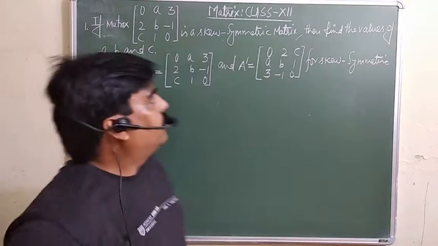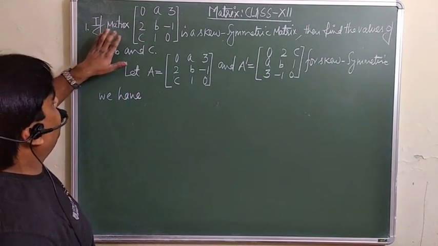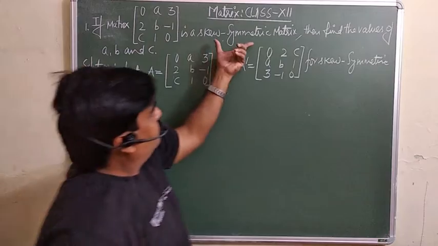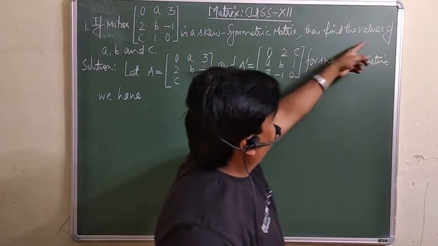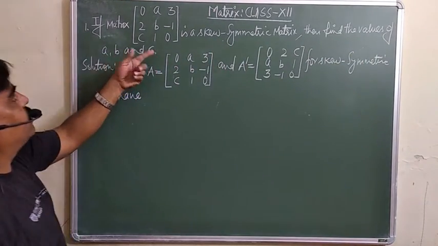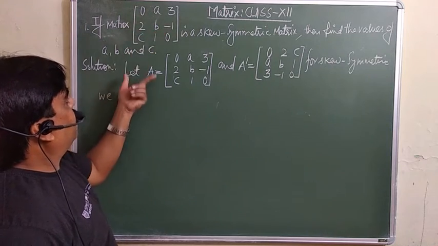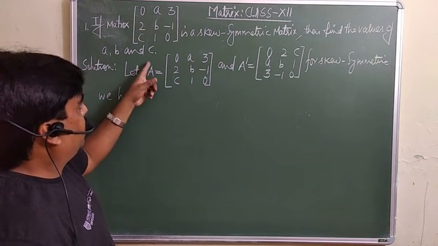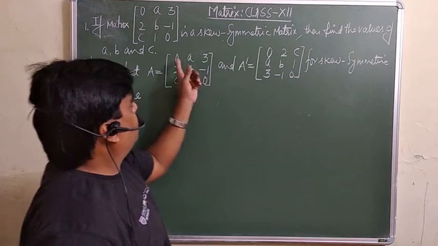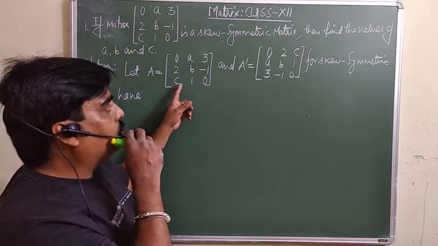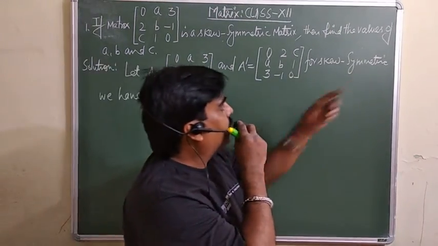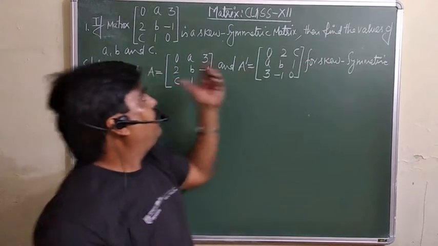Hello everybody. Now the question is, if a matrix is a skew symmetric matrix, then find the value of A, B and C. So you can assume that A is equal to this one. If you take the transpose of this one, rows will change into columns and columns into rows, and it is a skew symmetric matrix. We are supposed to find the value of A, B and C.